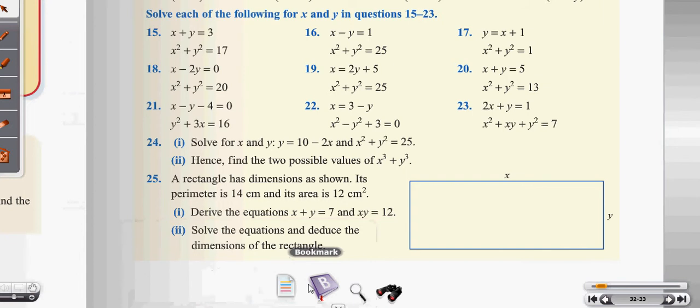Okay, so in today's lesson we're just going to start doing more simultaneous equations involving quadratics. So the first one we're going to do is question 18, which is x minus 2y equals 0 and x squared plus y squared equals 20.